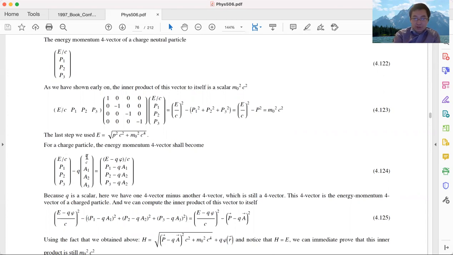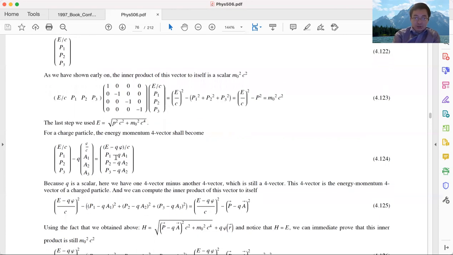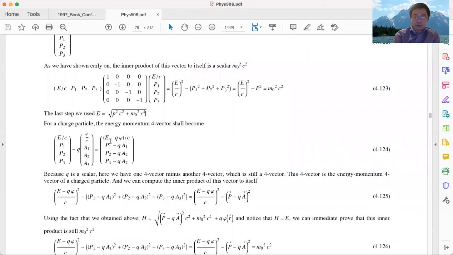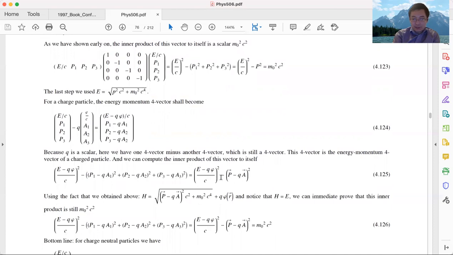And we also know the scalar potential over c and the vector potential gives me a 4D vector. Okay, and Q is a scalar. Scalar times a 4D vector is also a 4D vector. So the second object is also a 4D vector. And 4D vector minus another 4D vector is still a 4D vector. Okay, vector plus vector, vector minus vector is still a 4D vector. Okay, so we got this 4D vector. And we can calculate the inner product of this 4D vector. Okay, if we calculate the inner product of this 4D vector, it looks like this. Okay, so this is my 4D vector.